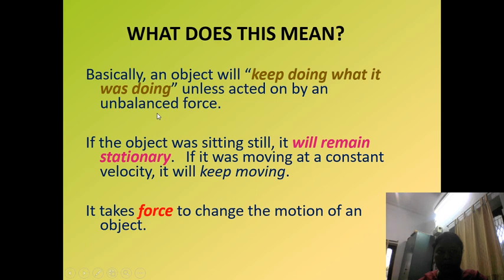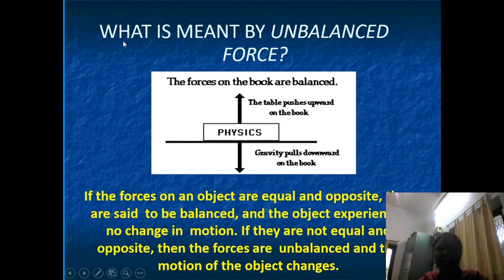Next, we'll move on to the next slide. What is meant by unbalanced force? I have already told that some unbalanced force is required for any body to move or to stop. Let us suppose I have taken one book, and that book is on the table. Here, if you see, there are two forces acting simultaneously on the same body. The table is pushing upward on the book, whereas gravity is pulling the book downwards. These are the two forces acting on the same body simultaneously.